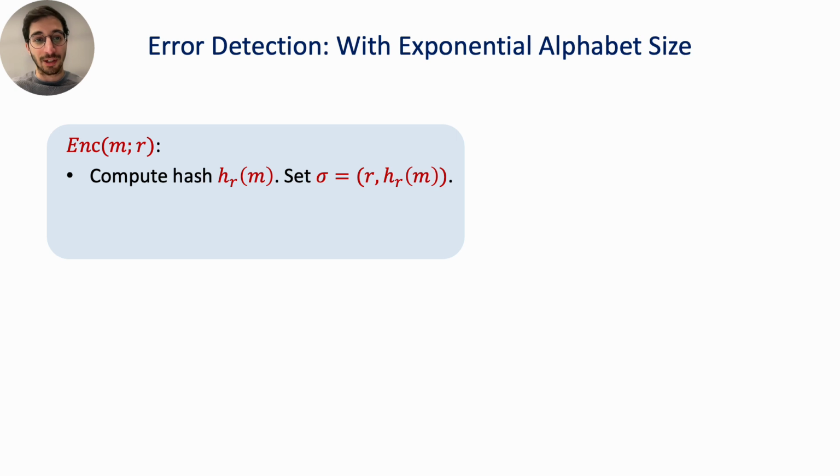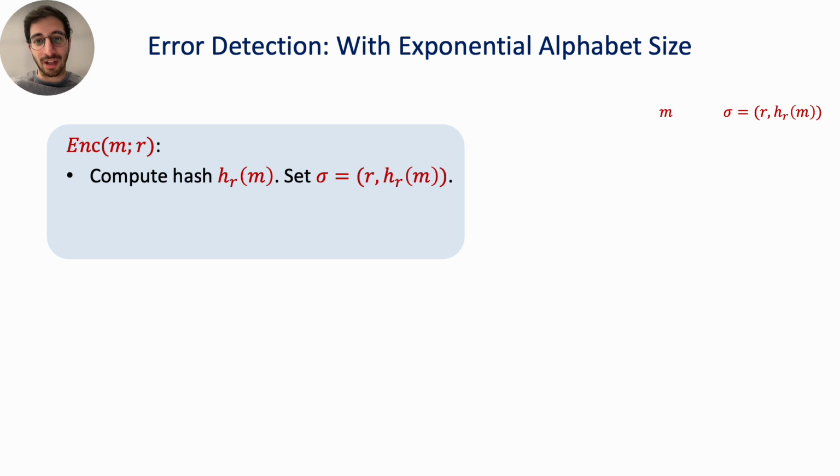So again, we have this hash function, and you have this randomness as an input. You have the message, and you use this randomness as the seed for the hash. And we're going to set sigma here to be the seed of the hash concatenated with the hash applied on the message with the seed. Okay, so h_r(m). Good. Now let me write it here.